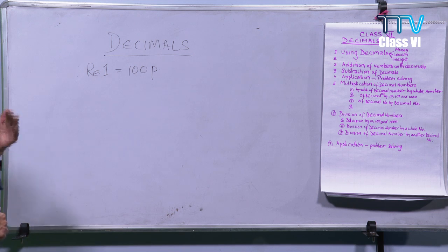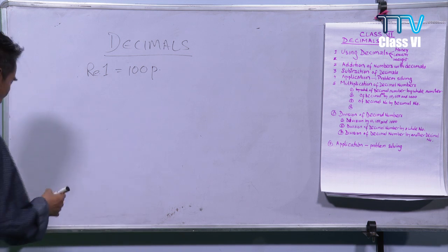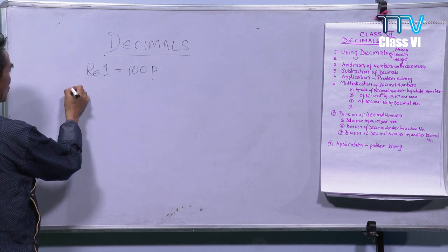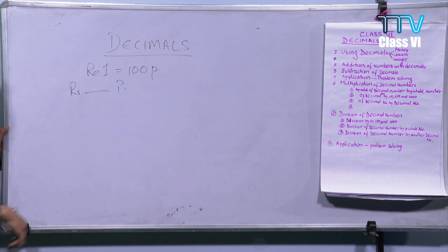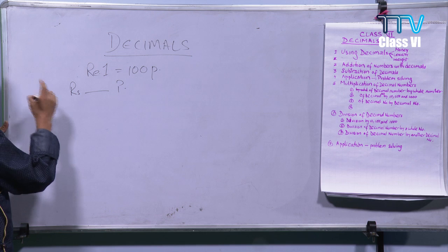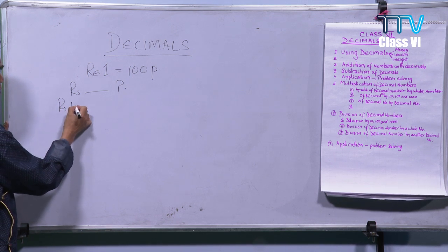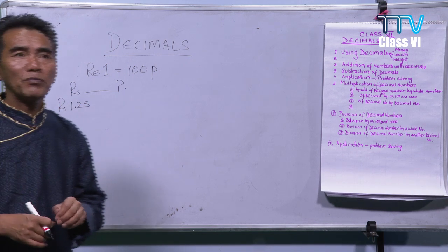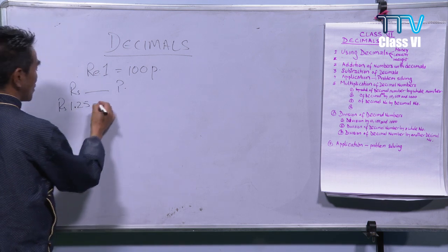First, we will do conversions of rupees into paisa and paisa into rupees. Okay, take a single question. Conversion of rupees into paisa. Rupees 1.25, you can change it into paisa.